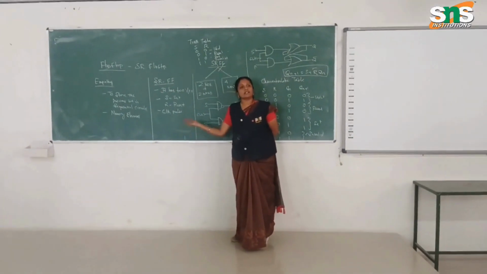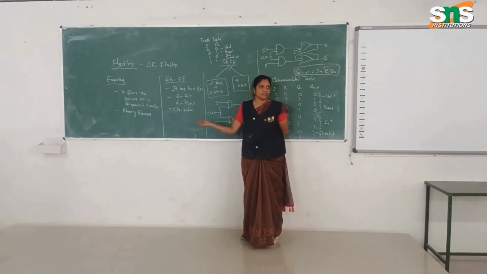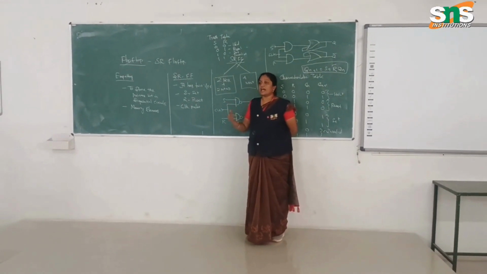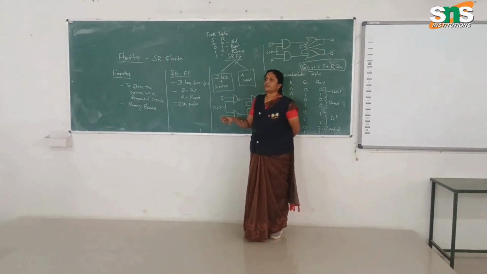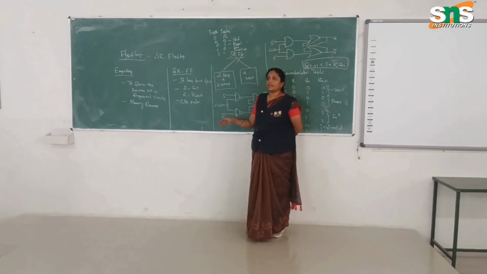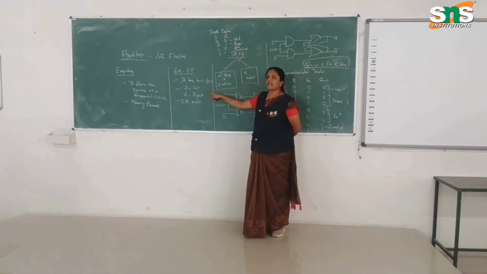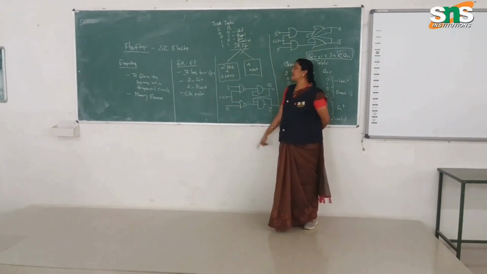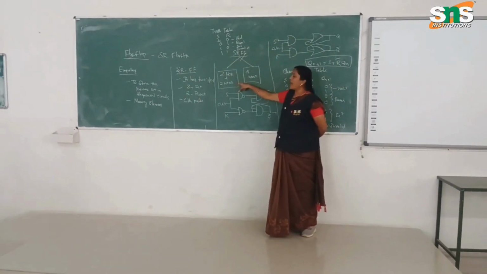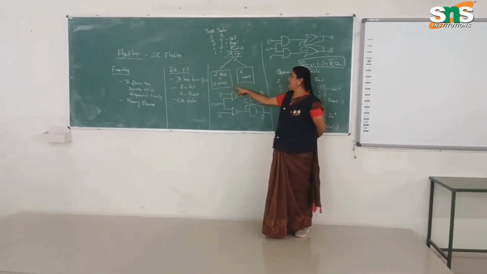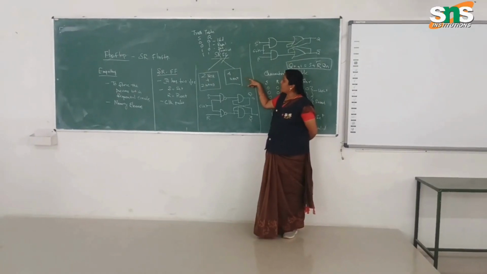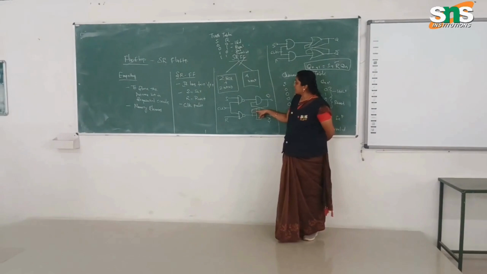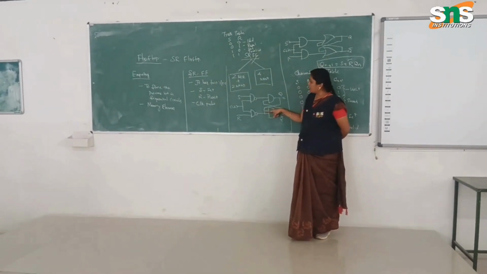Without a clock, it is called a latch. If no clock is present in the circuit, it is a latch. If a clock is present, it is called a flip-flop. So set and reset. Next, the SR flip-flop can be designed using 2 NOR and 2 NAND gates, or otherwise we can design it using 4 NAND gates. So this is the SR flip-flop circuit.